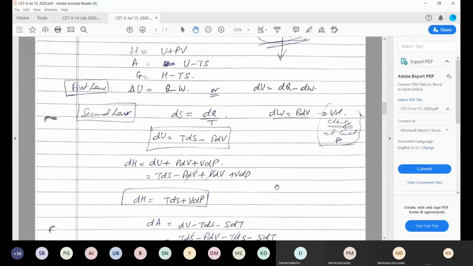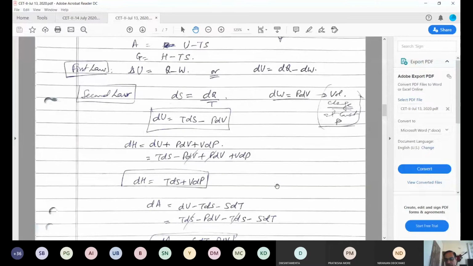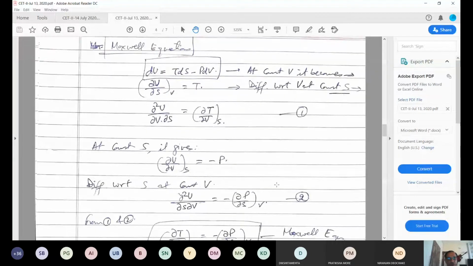So fundamental property relations are over. We will move to Maxwell equations. We did one derivation yesterday, so we'll complete all the derivations today, and then we'll go to the mnemonic diagram for all the Maxwell equations together. So I'll repeat the Maxwell equation derivation which we did yesterday.